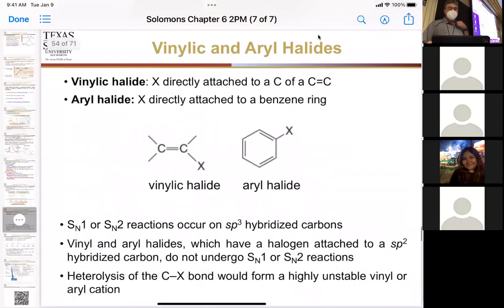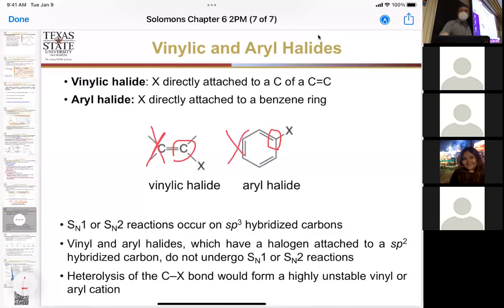Okay, now I want to introduce these here because these are going to come up pretty soon. If we have a halogen bonded directly to a vinyl group or a benzene ring here, these carbons are sp2 hybridized. Do they undergo SN1, SN2 reactions? No, the requirement for an SN1, SN2 reaction is it must be sp3 hybridized. It starts sp3 hybridized and it ends sp3 hybridized. You know, the carbocation is sp2 hybridized, but we reacted it, okay? So because of that, these cannot undergo SN2 type reactions.